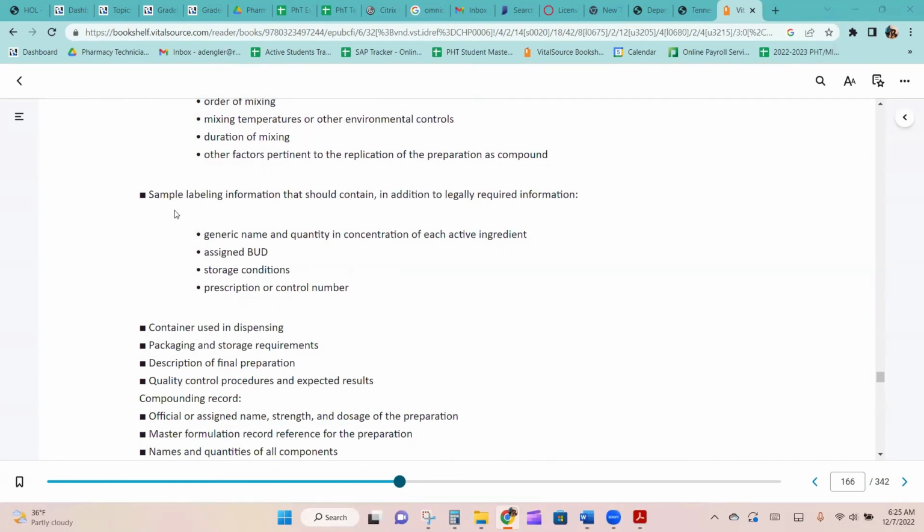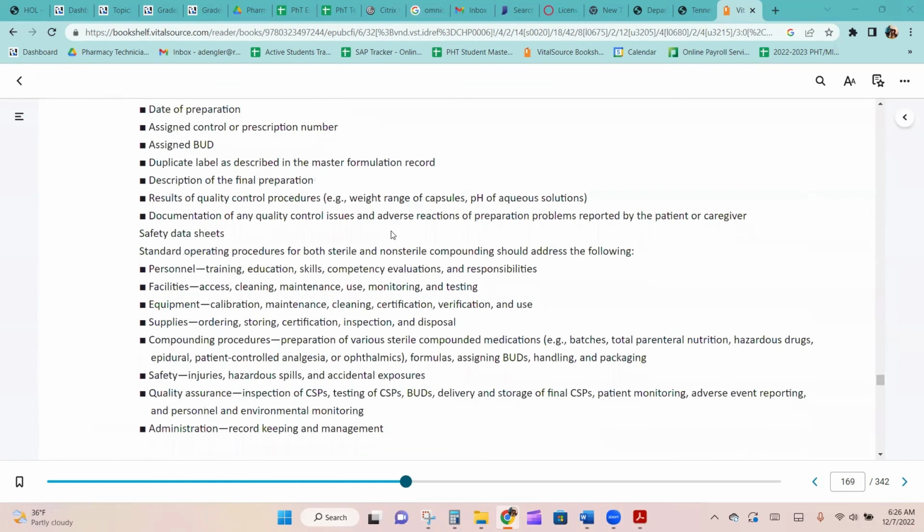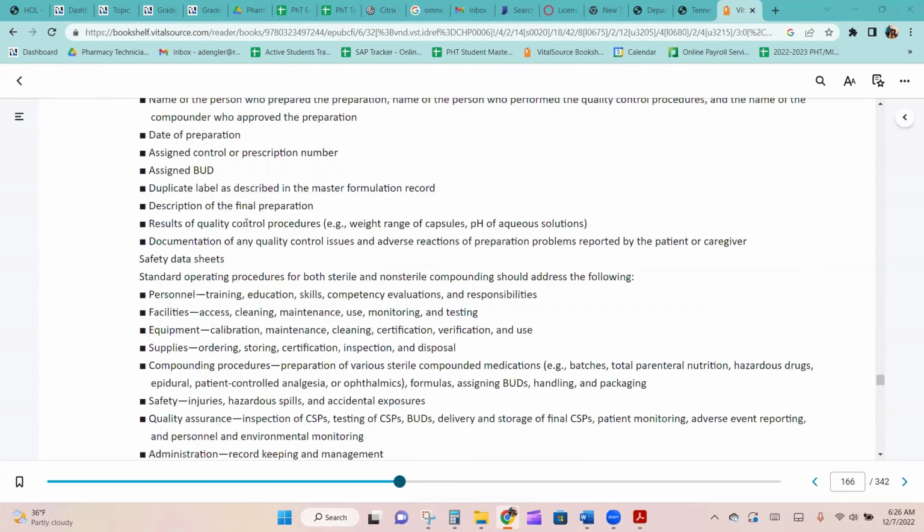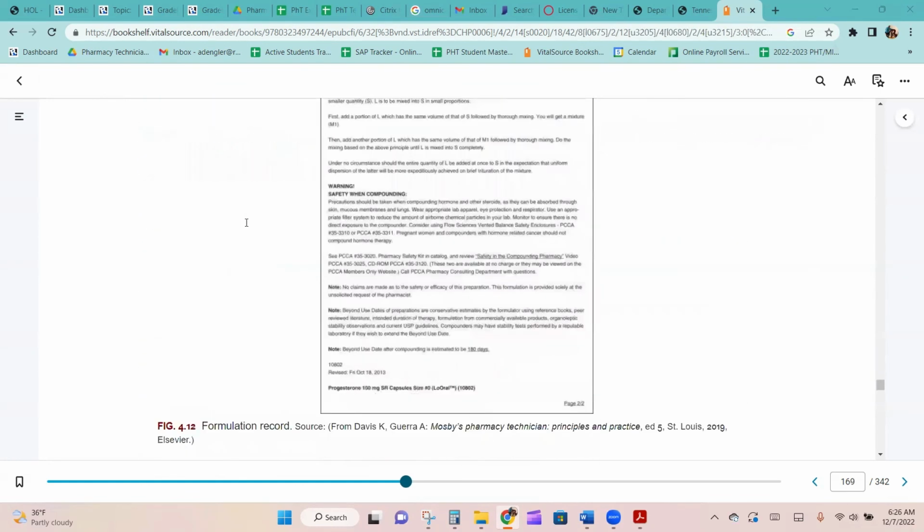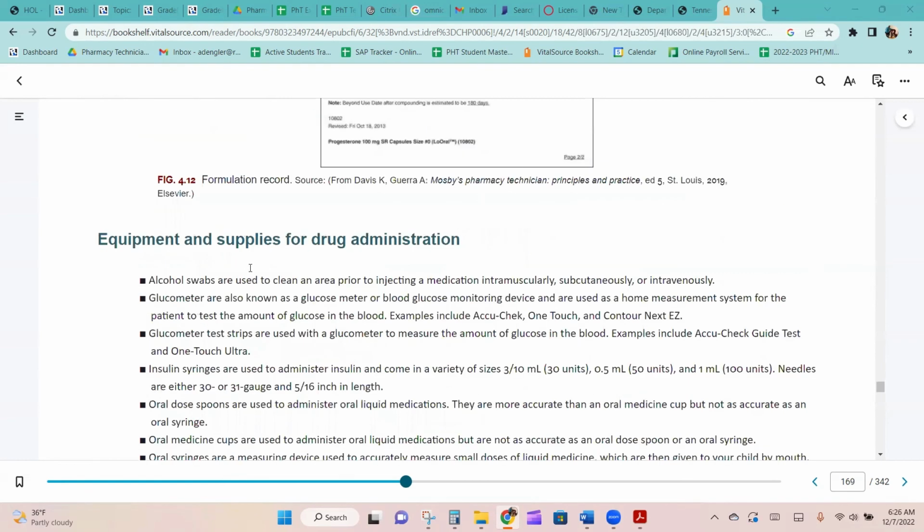Sample labeling information that should contain, in addition to legally required information, the generic name and quantity and concentration of each active ingredient, assigned BUD, storage conditions, prescription or control number. You can read through all of this stuff here. And here is a formulation record.